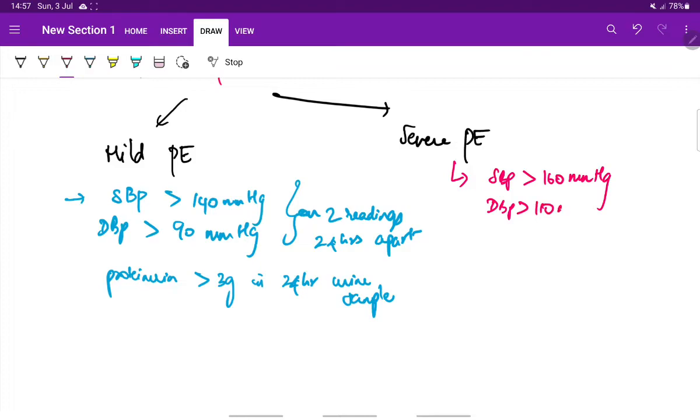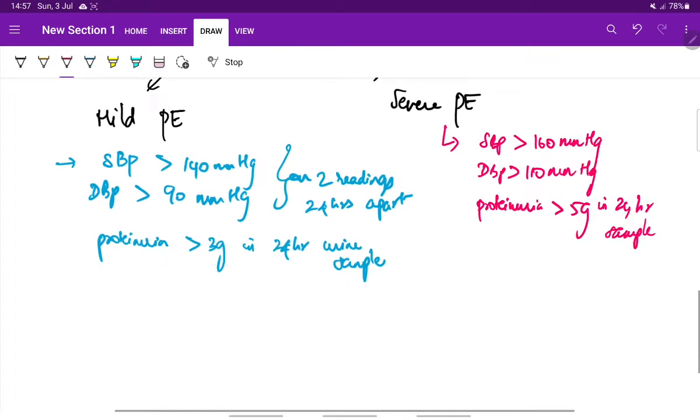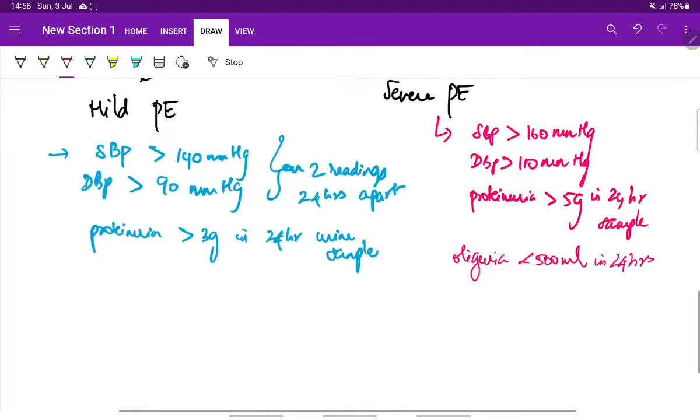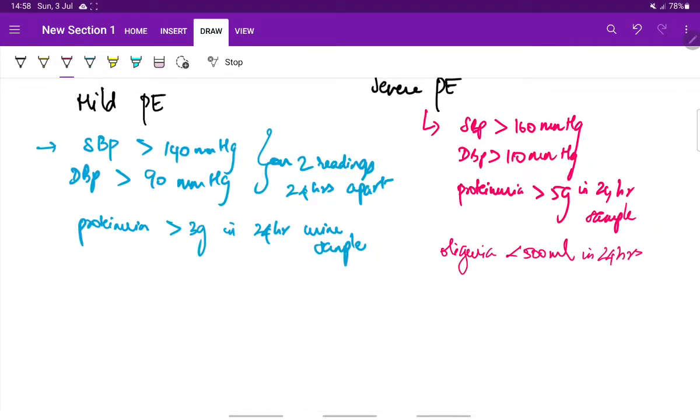Severe preeclampsia is when systolic blood pressure is more than 160 millimeters of mercury, diastolic blood pressure more than 110 millimeters of mercury, and proteinuria more than 5 gram in 24-hour urine sample, and oliguria present, which is less than 500 ml of urine output in 24 hours. So this is mild and severe preeclampsia.